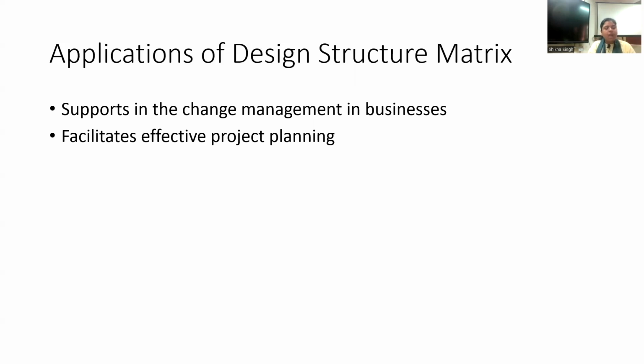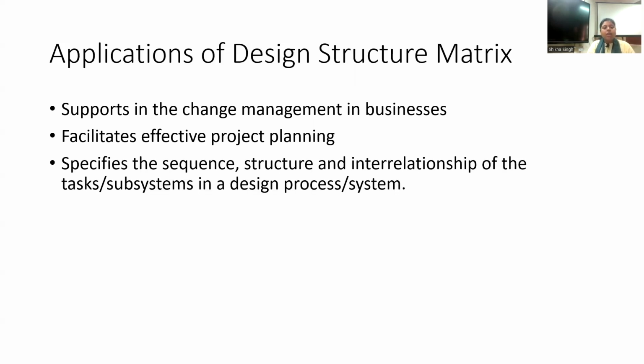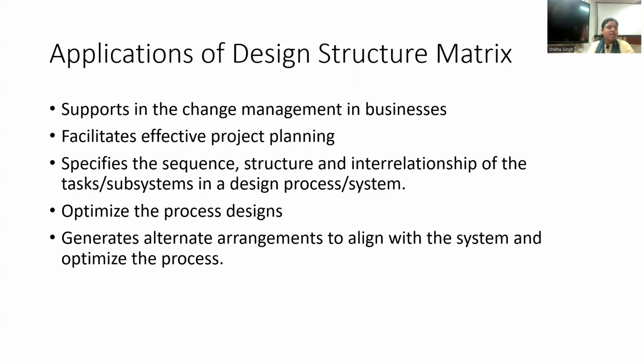Then effective project planning, that you already know. It specifies the sequence, structure, and interrelationship of the tasks or subsystems in the whole process of the system. Optimization of process designs, right? When you know the sequence or the hierarchical relationship, which activities are to be done first and then second, and after identifying that hierarchical structure, it will be easy for you to optimize the process designs.